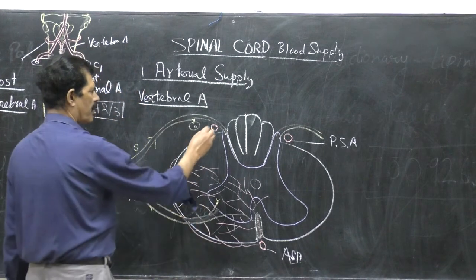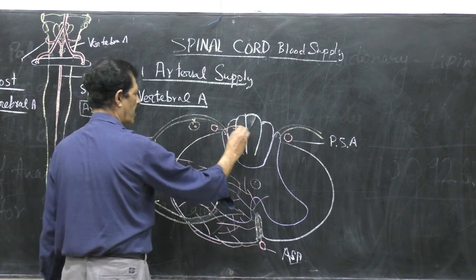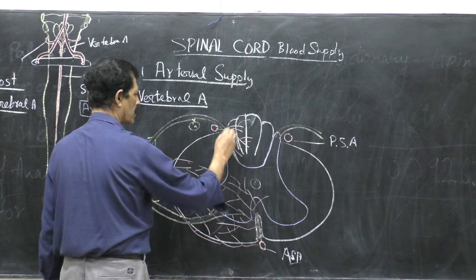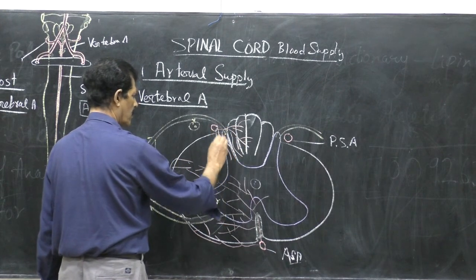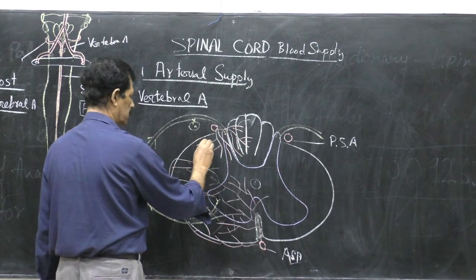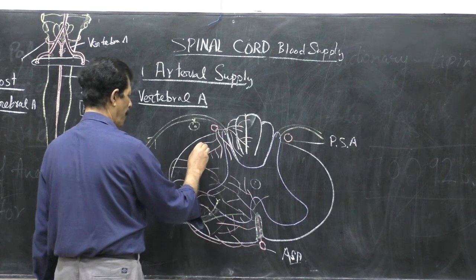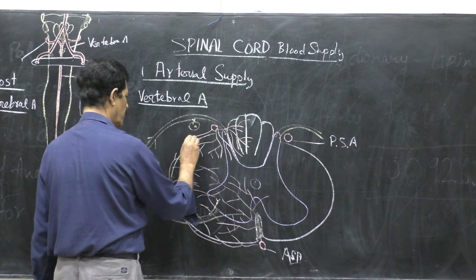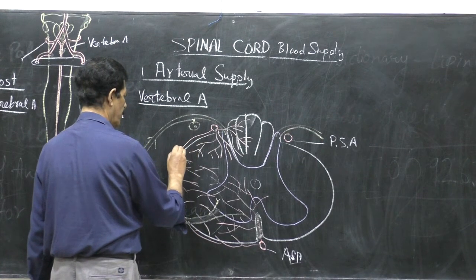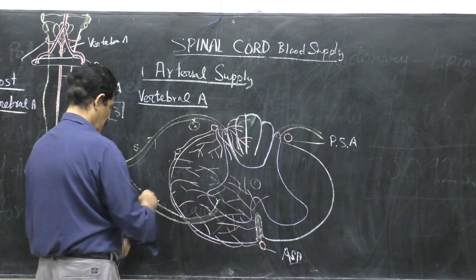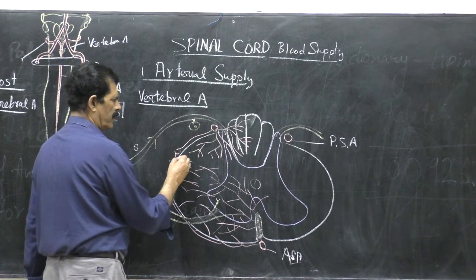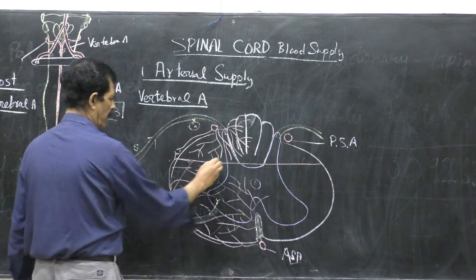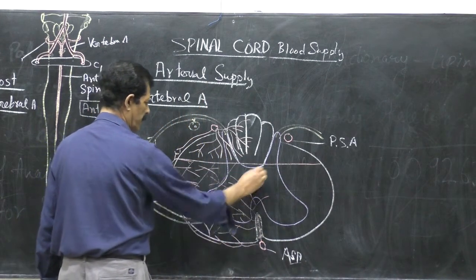While the posterior spinal artery supplies the dorsal funiculus, posterior horn, and posterior 1/3 of the lateral column of the white matter, and anastomoses with the anterior spinal artery. So the anterior 2/3 of the spinal cord is supplied by the anterior spinal artery.